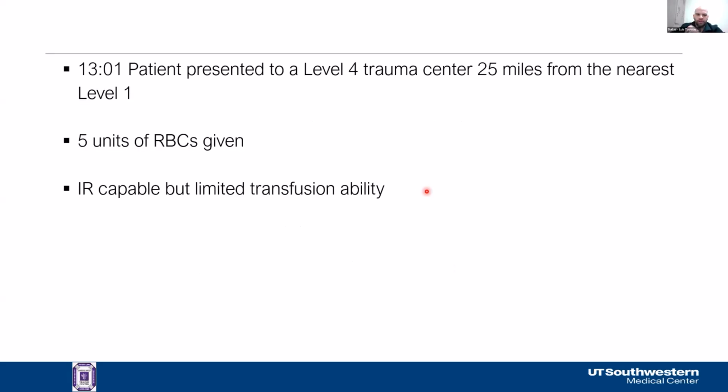All right, so to give a little bit more information, this is a level 4 trauma center, which was about 25 miles from the nearest level 1, being the highest level of care within the trauma system. This was around 1 p.m. The patient got about 5 units of RBCs. The hospital did not actually have capabilities of MTP. They did have transfusion services, but not necessarily massive transfusion protocol. They did have interventional radiology available, and although they did have an operating room, they also had interventional radiology.